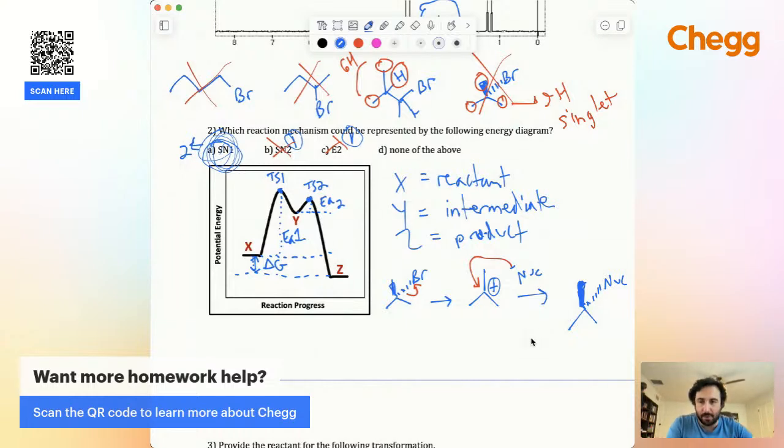Very, very important in organic chemistry to understand how energy diagrams work, to be able to describe reaction mechanisms with energy diagrams, match steps in a mechanism to the pertinent energy diagram, that kind of stuff. You would definitely see a lot of questions pertaining to that.